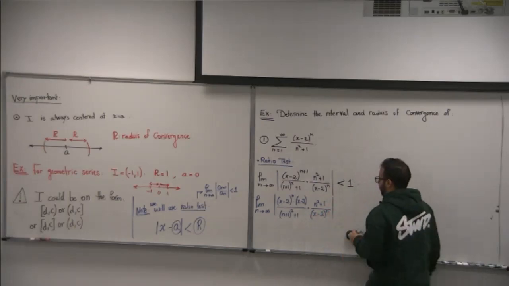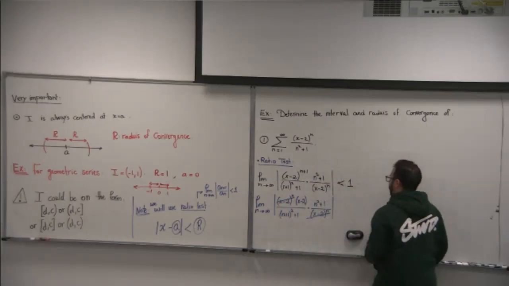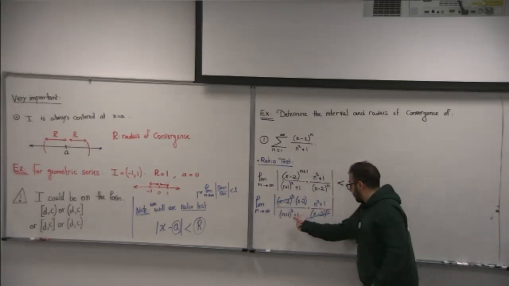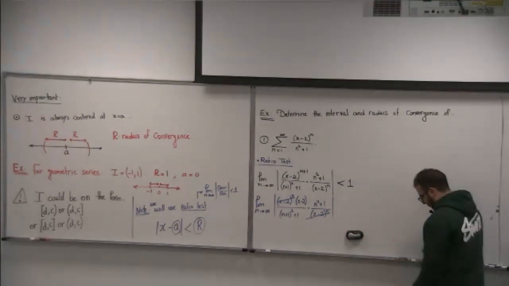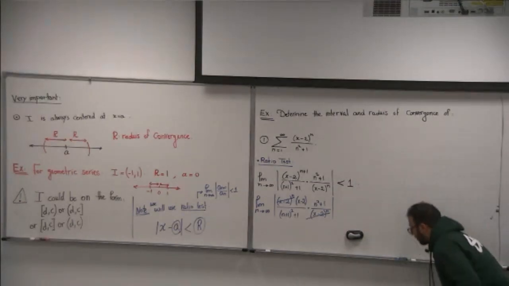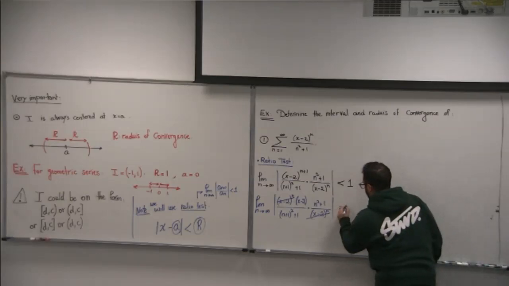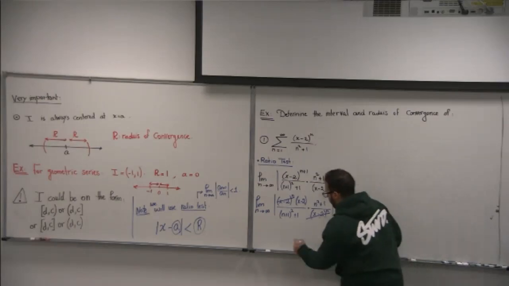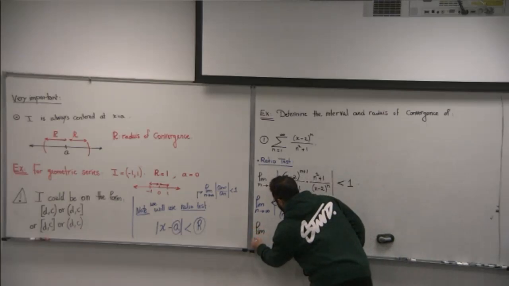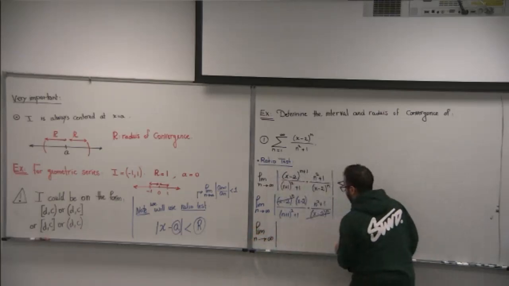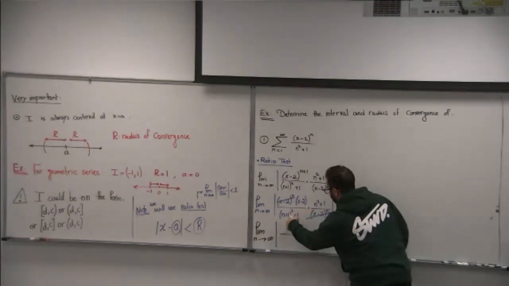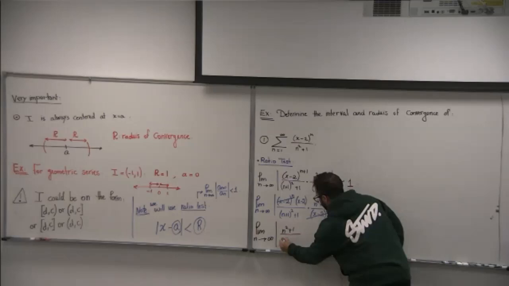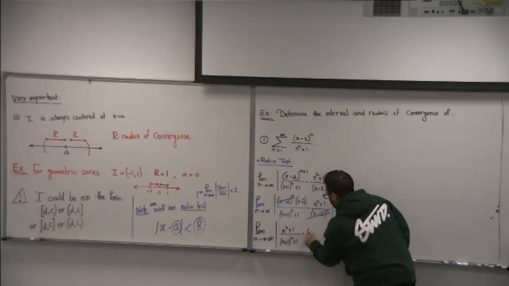Okay. Now I can cancel. And when I solve, I prefer to collect the similar terms together so I can see them in a better way. Okay. So this becomes limit as n goes to infinity of absolute value. Okay, I'm going to put this with this. So n squared plus 1 over n plus 1 all squared plus 1, multiplied by x minus 2.